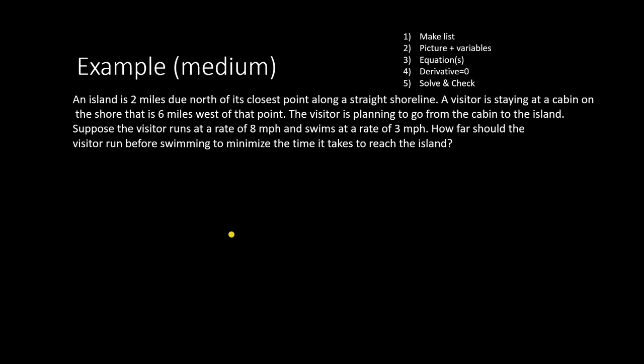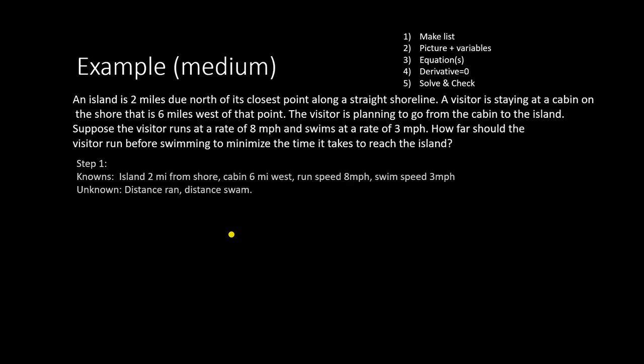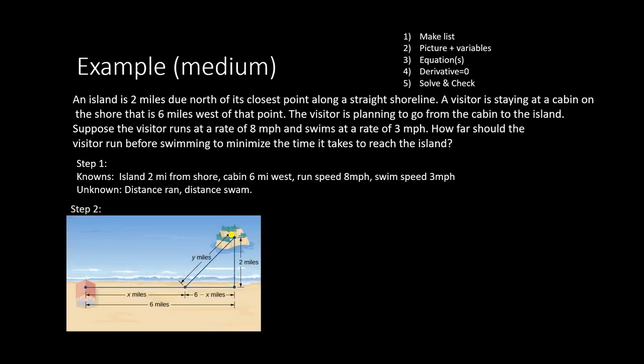island? So, we know the island is 2 miles from the shore, and the cabin is 6 miles to the west. And we know the speed of the visitor on land and on water. What we don't know is how much they run and how much they swim. Now let's draw a picture. I obviously didn't come up with this myself. This problem actually came from an OpenStax textbook, and they had this wonderful illustration to go along with it. So, now let's make our equations.